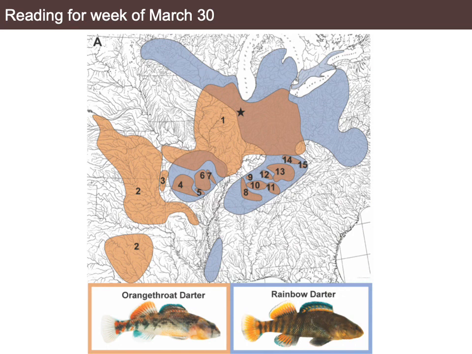Okay, the orange throat darters live in the areas denoted by the orange patches, and the rainbow darters by the blue. And the information you're going to be reading is based on a study that was recently published that looked at, if these two fish live in the same creeks and streams, why don't they breed with one another? Or do they? Okay, so I encourage you to go through that.